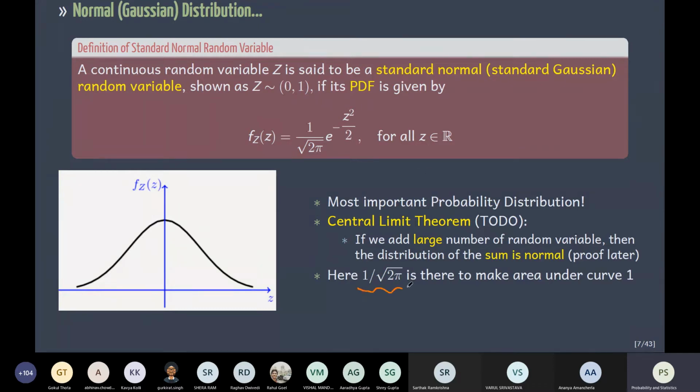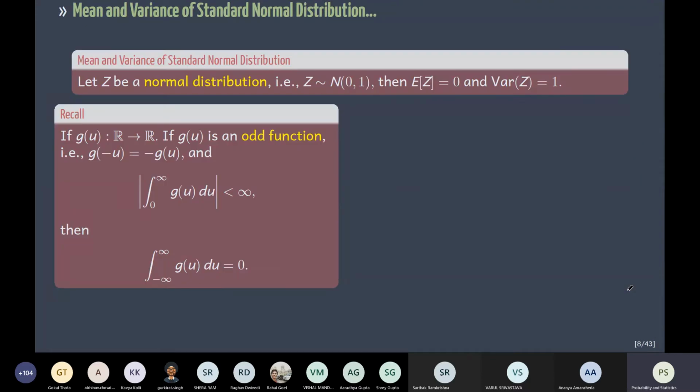Here, as I have already motivated, 1 over square root 2 pi is the normalizing factor, because we know that the integration of e to the minus z square by 2 from minus infinity to infinity is indeed square root 2 pi. This is a calculus result we can prove, and then 1 over square root 2 pi acts as a normalizing factor so that the area under the curve becomes 1.